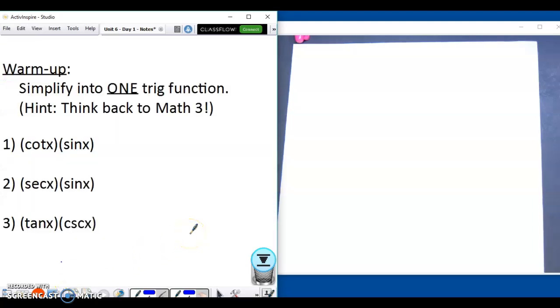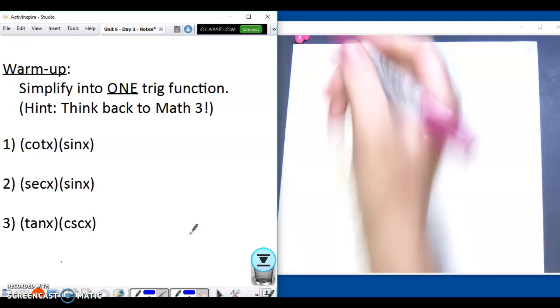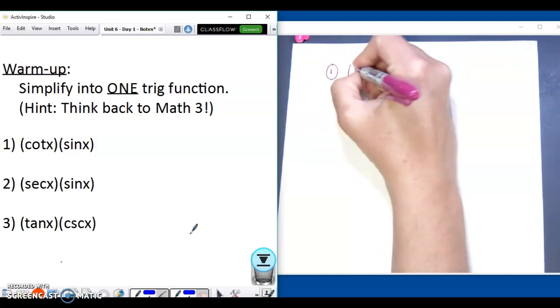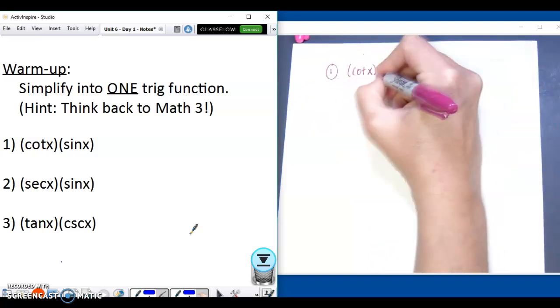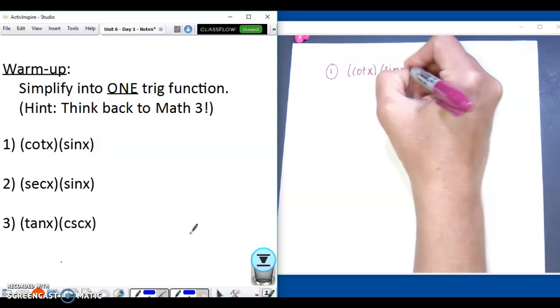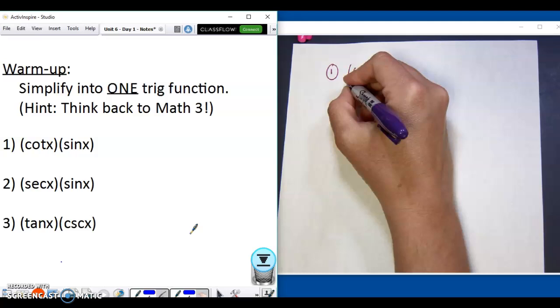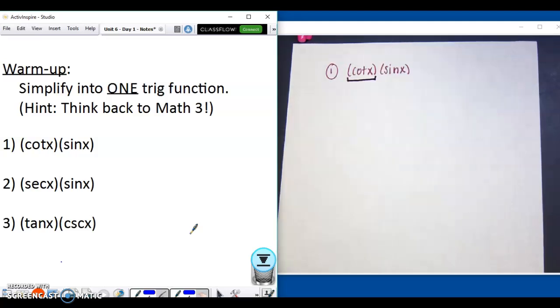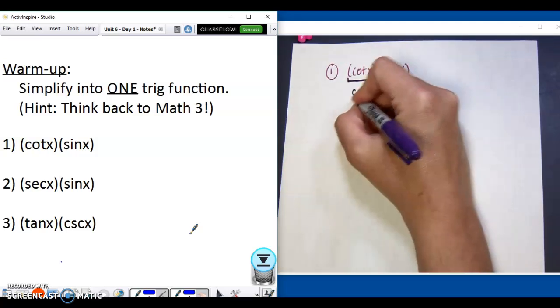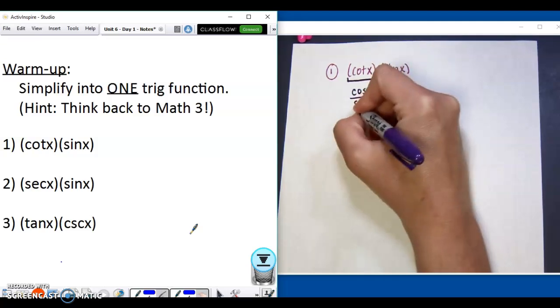So these are the things that you should have covered a little bit in Math 3, but we want to simplify this to one single trig function. So for the first one, we have cotangent x times sine x. Okay, so our goal is to get this to one trig function. What you want to do is anything that is sine and cosine, you want to leave it alone. If it's not sine or cosine, you want to rewrite it in terms of sine and cosine. So cotangent, if you remember, is x over y, which is cosine over sine. So we're going to rewrite that.